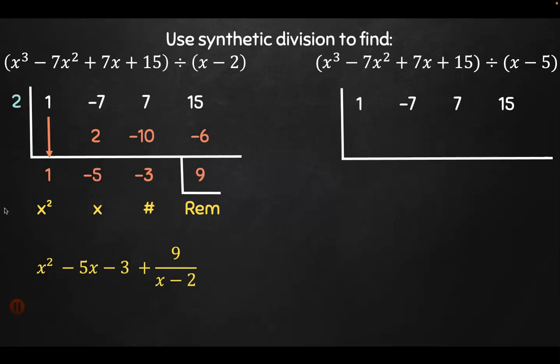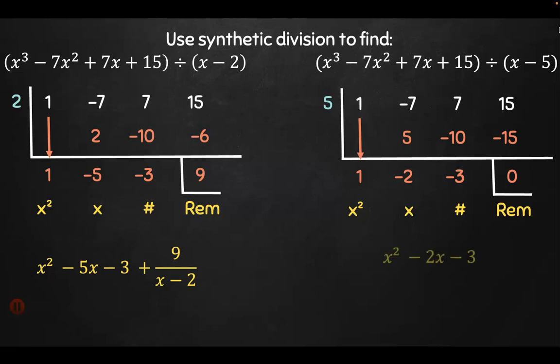Now I'm going to take the same polynomial and with a different factor, so x minus 5, I'm going to go ahead and do the synthetic division. So I've got 5, add down, multiply, add down, negative 2, multiply with 5, add down, gets me negative 3, multiply with 5, gets me negative 15, add down, and that's my remainder of 0. Now again, these are your coefficients to your answer, so when you write it out, you've got x squared minus 2x minus 3. Again, no remainder.